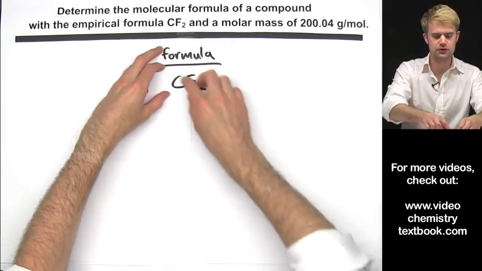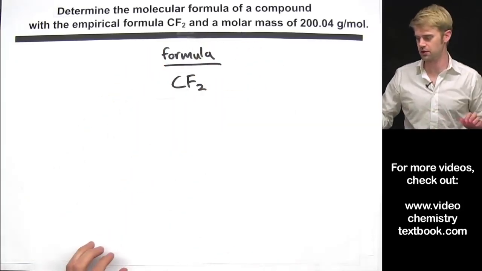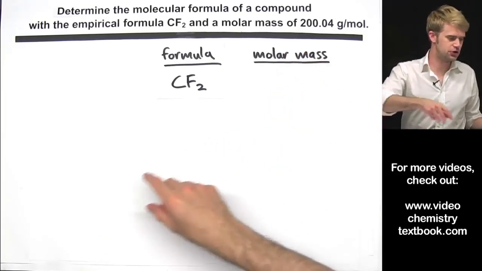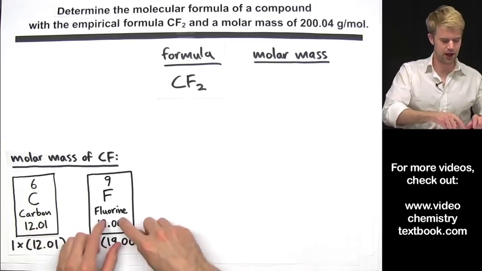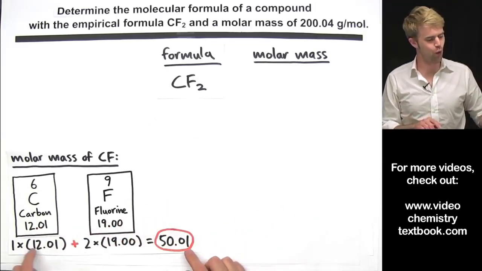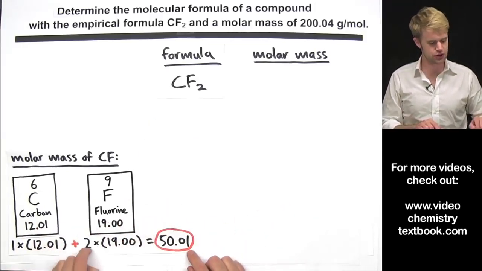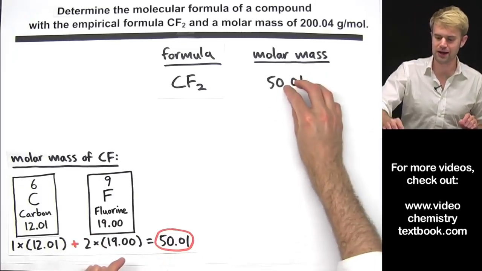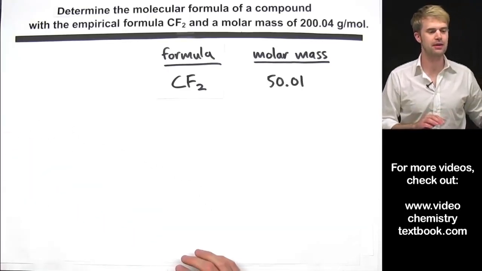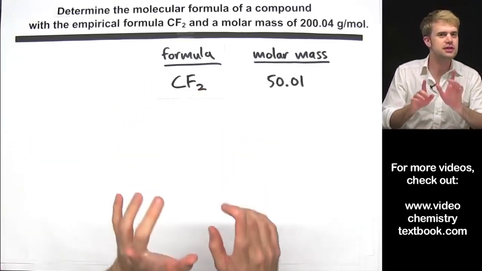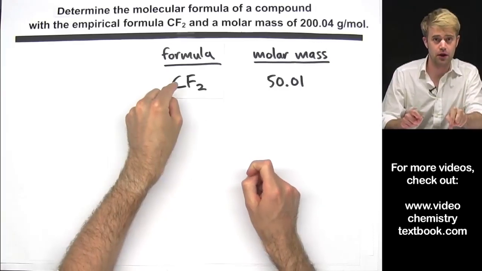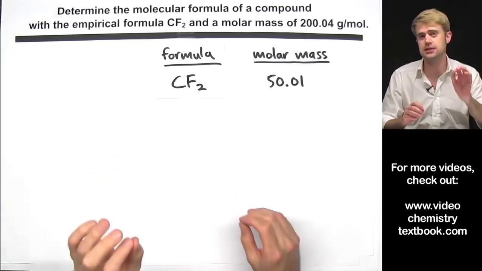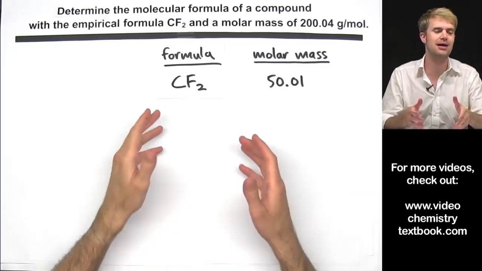Okay, so here's the empirical formula that we're starting with, and I want to find its molar mass. So to do that, I'll look up carbon and fluorine on the periodic table. I do 1 times the molar mass of carbon plus 2 times the molar mass of fluorine, and I get 50.01. Now, CF2 is an empirical formula, which means the ratio of atoms here is as simplified or reduced as possible.